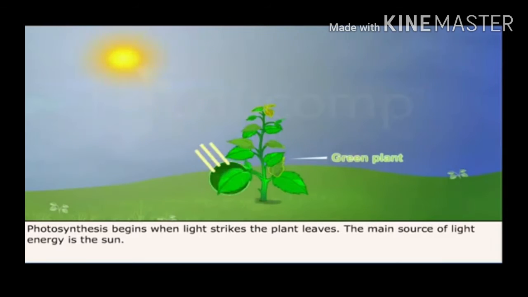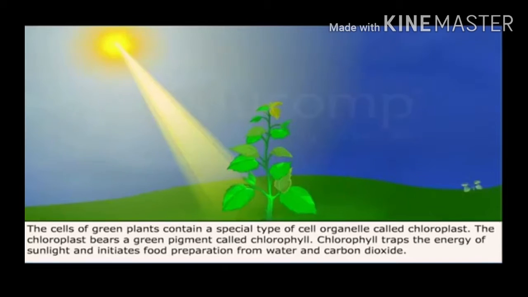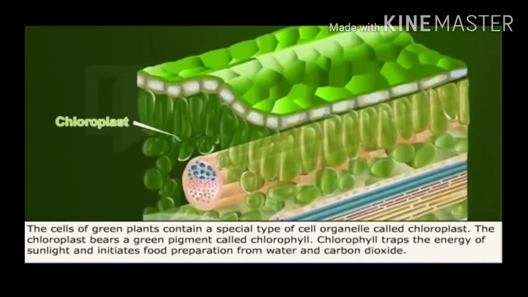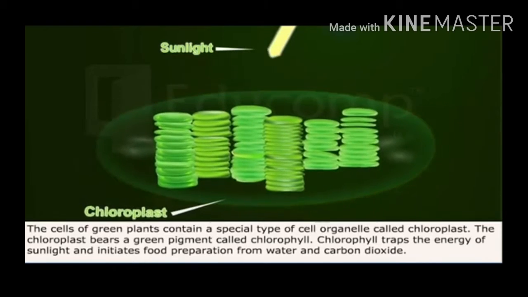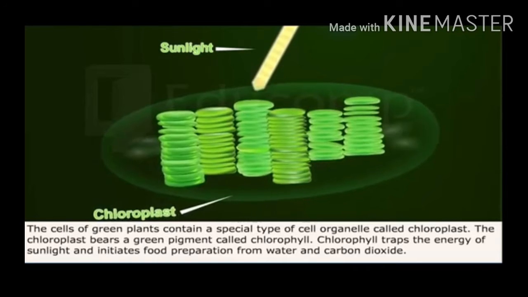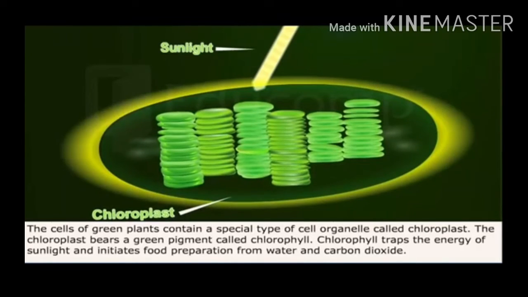Photosynthesis begins when light strikes the plant leaves. The main source of light energy is the sun. The cells of green plants contain a special type of cell organelle called chloroplast. The chloroplast bears a green pigment called chlorophyll. Chlorophyll traps the energy of sunlight and initiates food preparation from water and carbon dioxide.